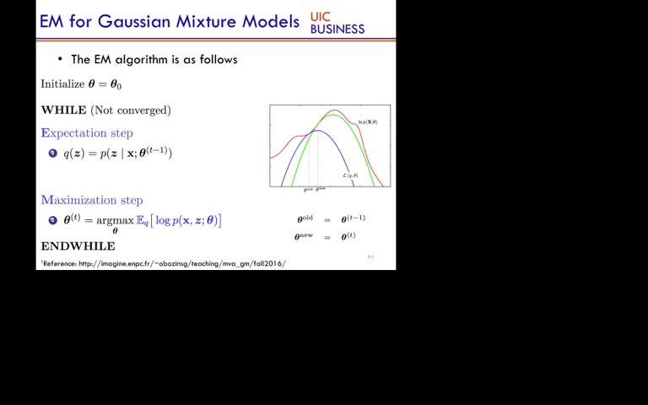So let's start with some parameter set theta naught. The expectation step in this Gaussian mixture model is going to be very similar to what we did in the discrete case. Q of Z is going to be the probability of the hidden given the observed and the previous parameter. This is what we were doing even for DPGMs or even the discrete versions. So this is the same as before.